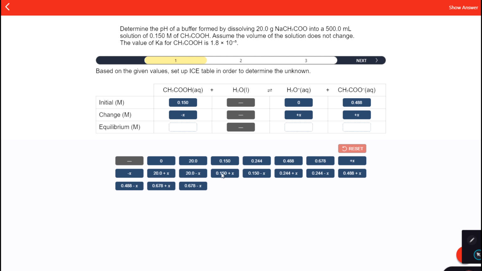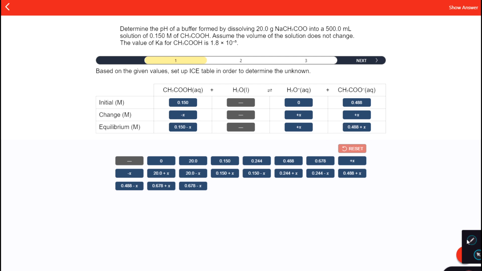So that gives us 0.15 minus X. Here we just have X, and then here we have 0.488 plus X. So this is our ICE table.